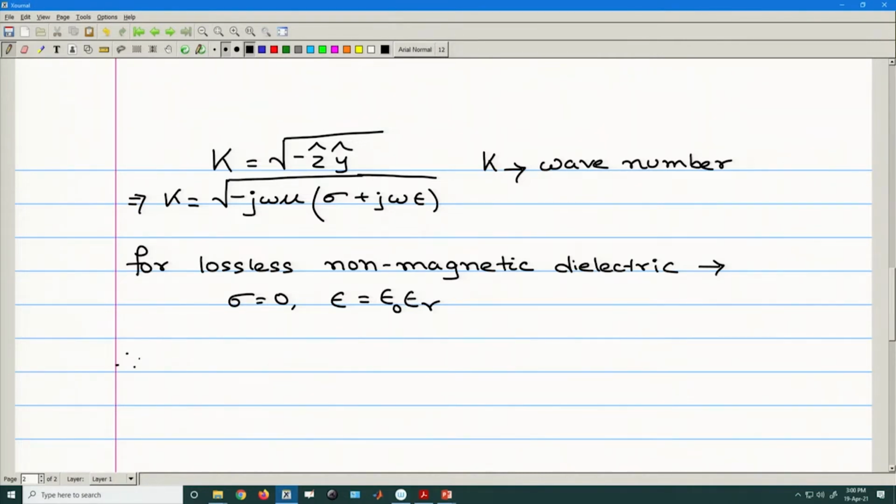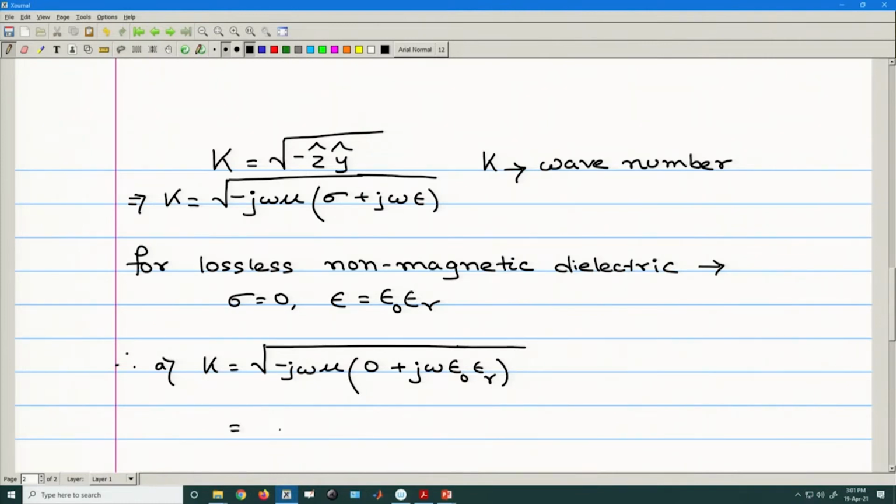Therefore, the first thing that we need to prove is K. So we can write that K equals, substituting for z and y, minus j omega mu. Sigma in this case is 0, plus j omega, and in place of epsilon we are writing epsilon naught epsilon r. That gives us omega square mu naught epsilon naught epsilon r, square root, that is equal to K naught root under of epsilon r. So we get K equals K naught root under epsilon r. The first thing is proved.